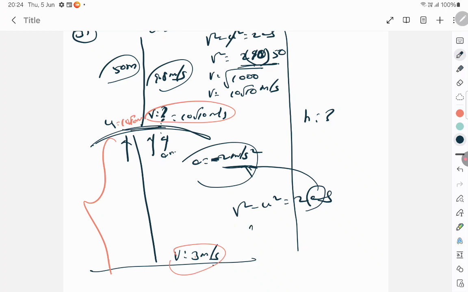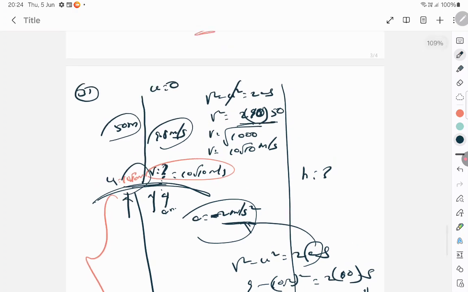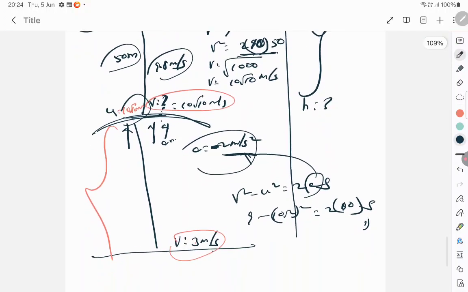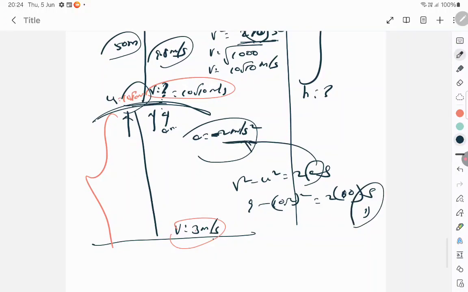So what is V square is 9 minus what is U square? 10 root 2 the whole square is equal to 2 into 10 into S. Just juggle it around and get the value of S, and that will give you this distance. And this distance is already 50. This distance you found plus that shows that when it has got bailed out from the helicopter.